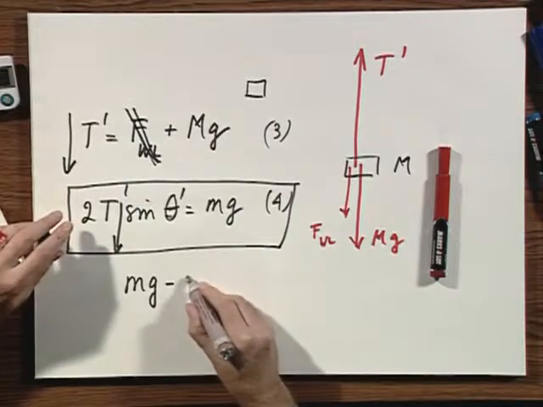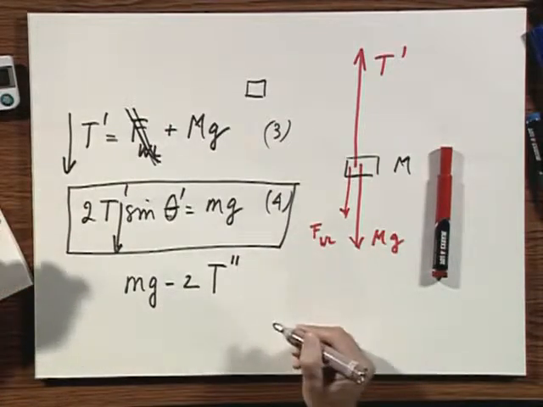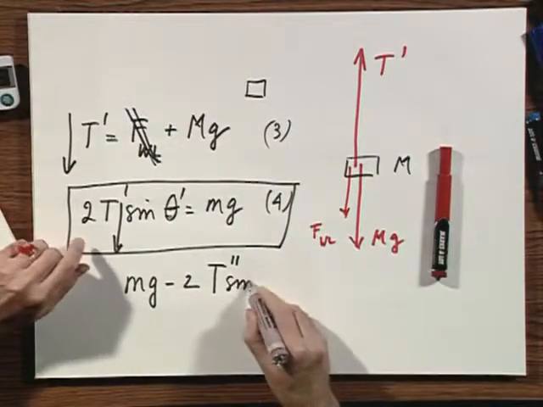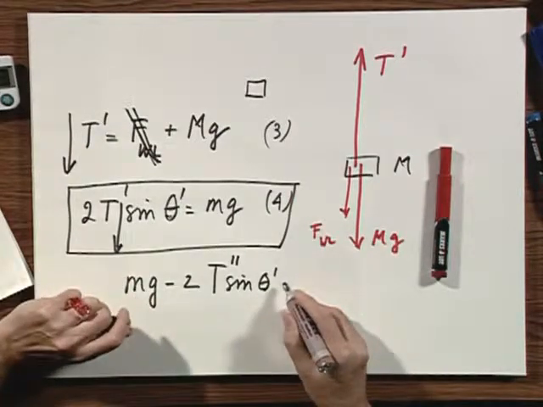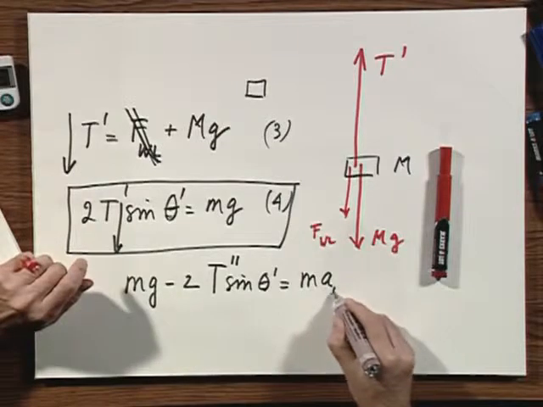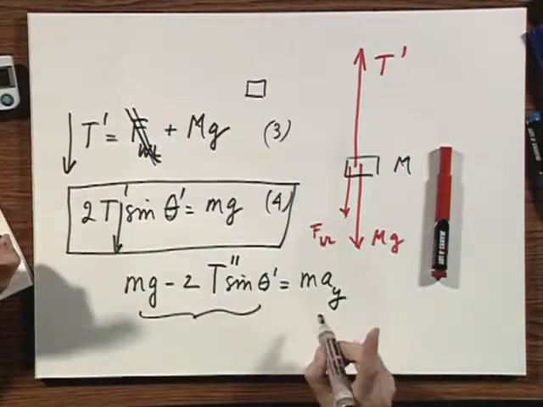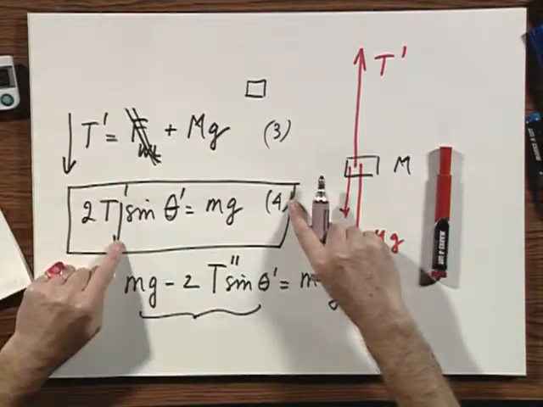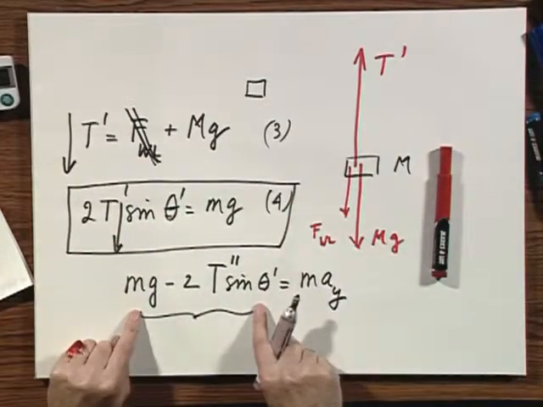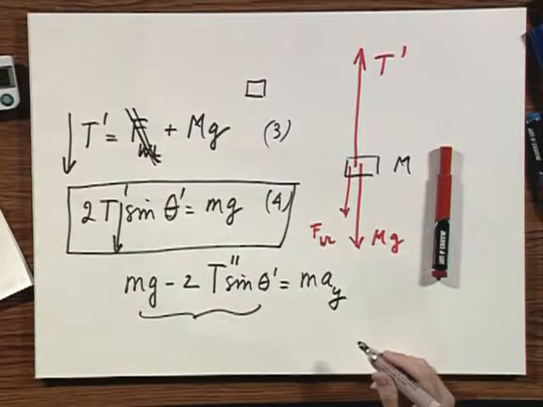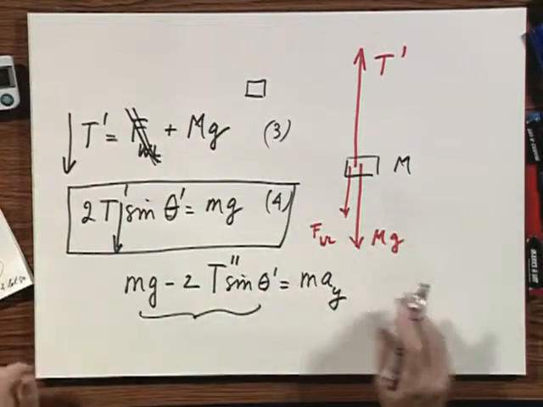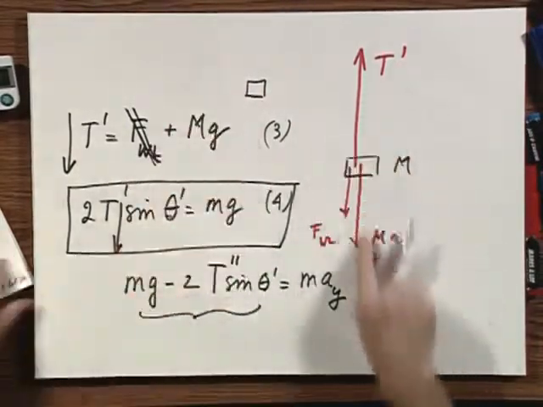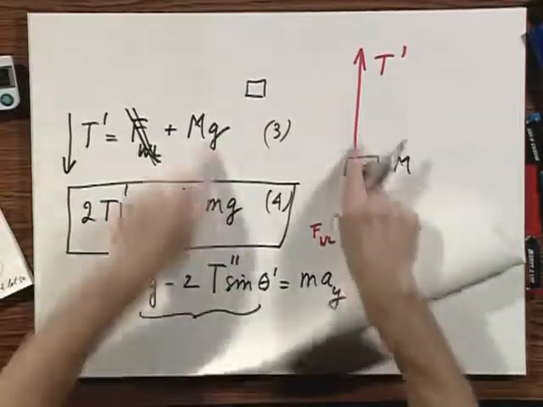mg minus 2T, I'll call it now double prime, which is now the tension immediately after Walter Lewin lets go, times the sine of theta prime equals m times the acceleration in the y direction. This is no longer 0. Remember, this was 0 when there was equilibrium. But when T prime goes down and theta prime remains constant, this becomes a positive value, and so the object is being accelerated downwards. And of course, it's immediately obvious that if I had pushed little m down, then capital M would have gone up, and the whole system would have started to oscillate in this direction.